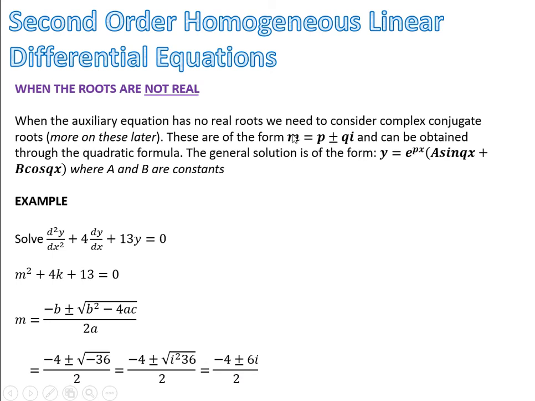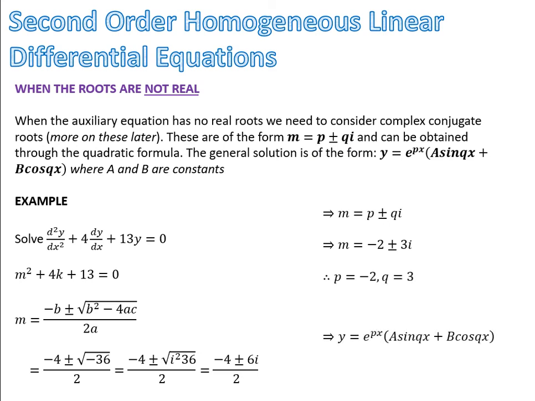We want it more in that form, so we want to deal with a p and a q individually, so we don't want this 2 on the bottom, but with this one we can divide by 2 nice and simply. So it's minus 2 plus or minus 3i. All we need from that is our p and our q values. So p is going to equal minus 2, and q is going to equal 3. Then we can just substitute these into our equation. So y equals e to the minus 2x, bracket, a sine 3x plus b cos 3x. Yes, you do have to remember that form, but we're going to have some more practice on it with our non-homogeneous equations as well.